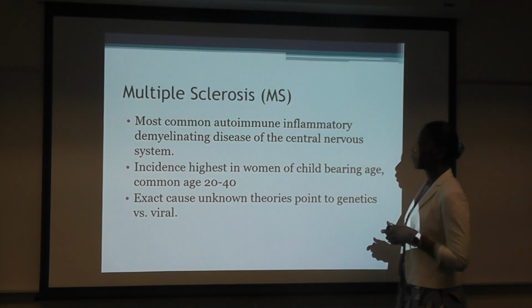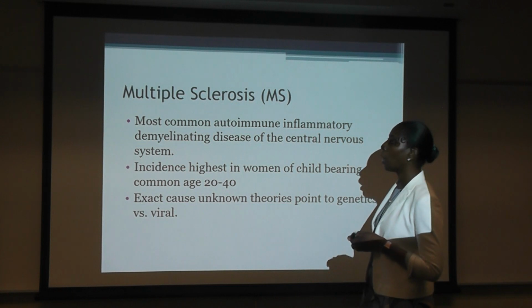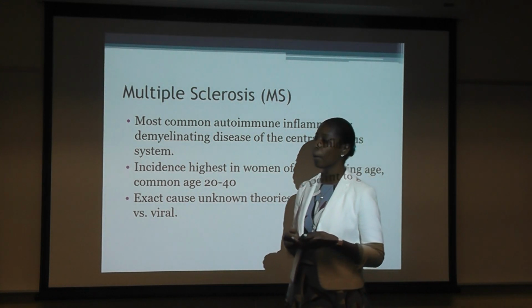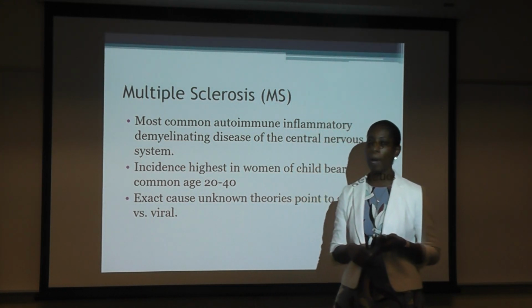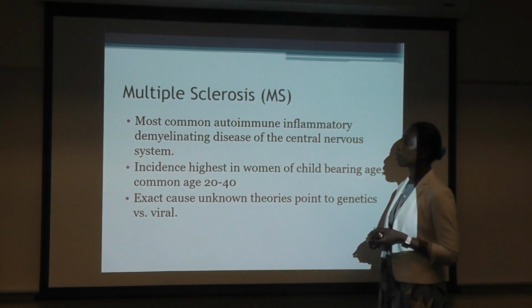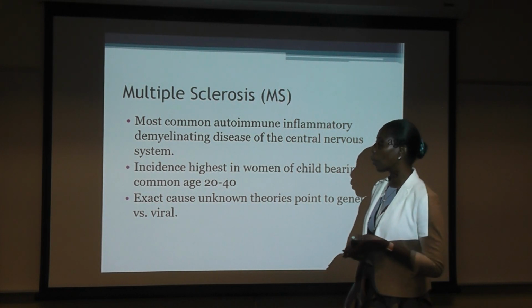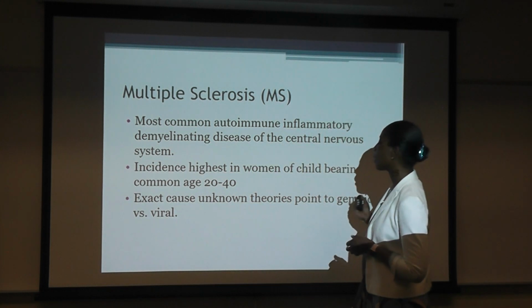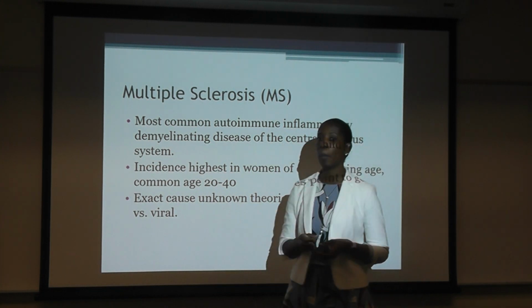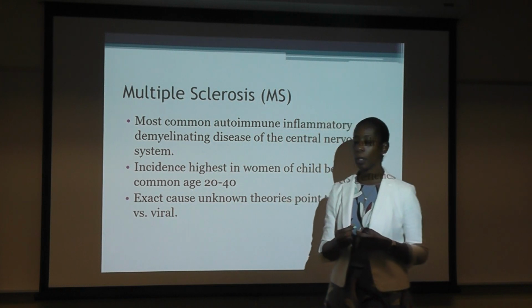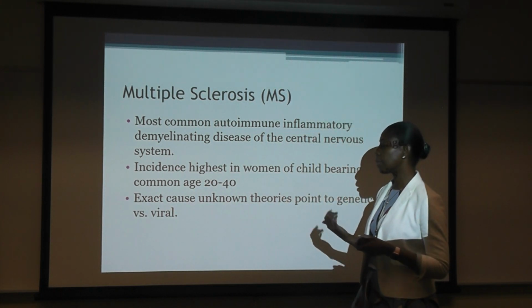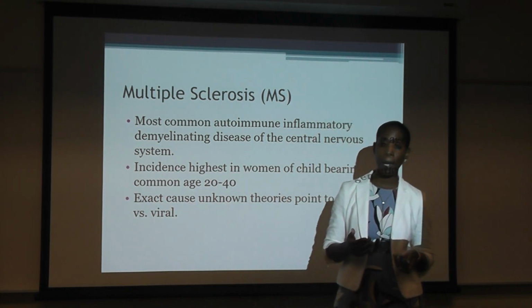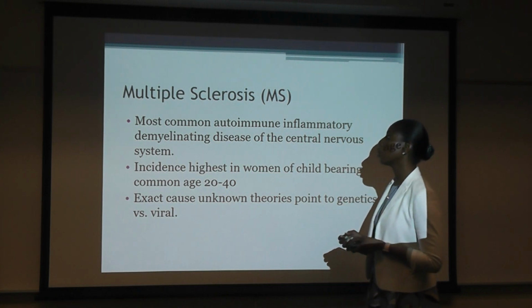All right, we have two autoimmune conditions that we're going to talk about: multiple sclerosis and myasthenia gravis. And I want you to remember the differences between the two. They're both autoimmune. Multiple sclerosis is a demyelinating disease of the central nervous system. The incidence is higher in women than it is in men. You see it a lot.